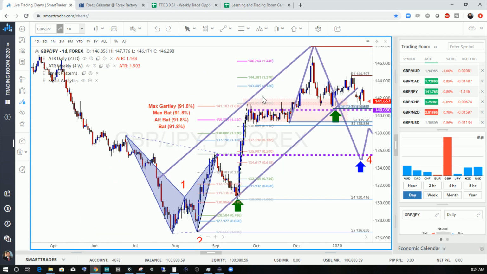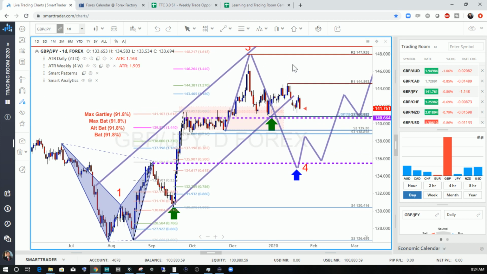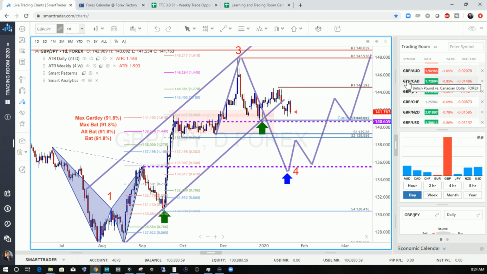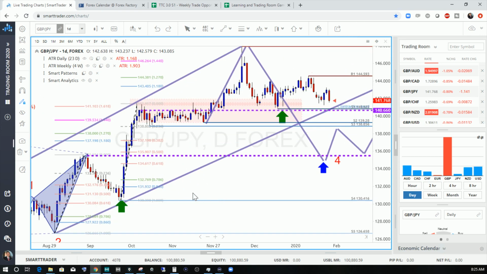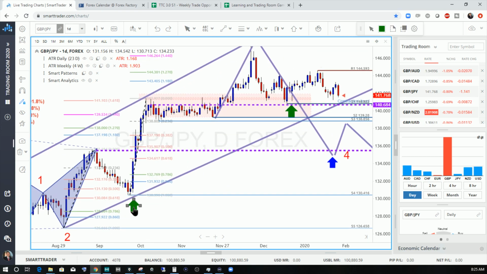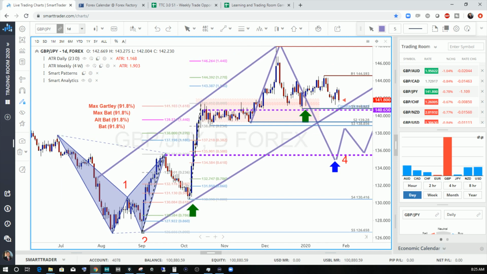Pound JPY. So that was the pound CAD. Now pound JPY right here. Pound JPY is set up a little different. Take a look right here. Actually, I need to go ahead and zoom in so I can see exactly where our levels are. There it is. So let me go ahead and get that trend line back.